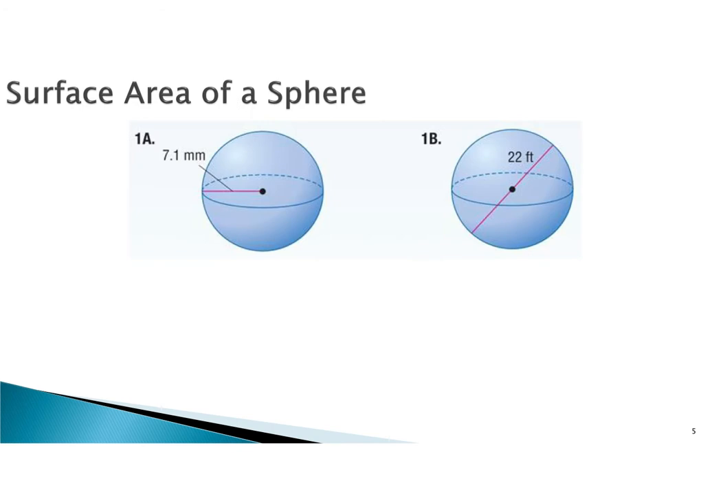Let's do some problems. I'm going to do the first one. So we have the surface area of a sphere, and the surface area is equal to 4 times pi r squared. Now my radius here is 7.1. It's going to be 4 times 7.1 squared pi. And you can plug this straight into the calculator, and that will give you the surface area is 201.64 pi. Don't forget your units. It is millimeters squared.